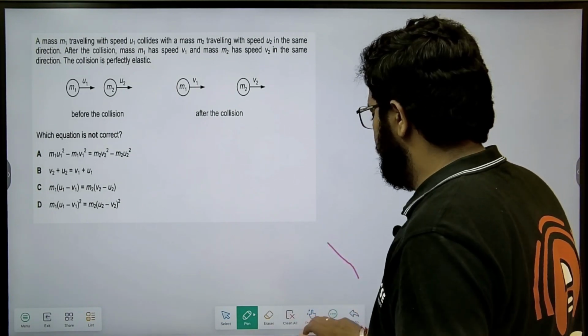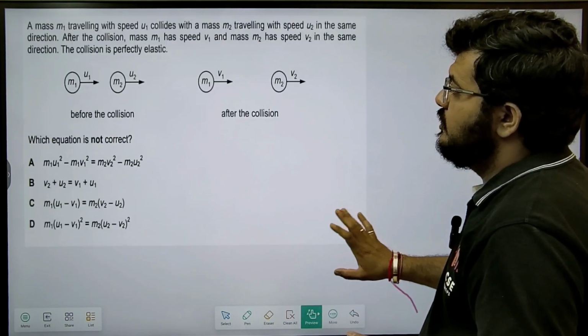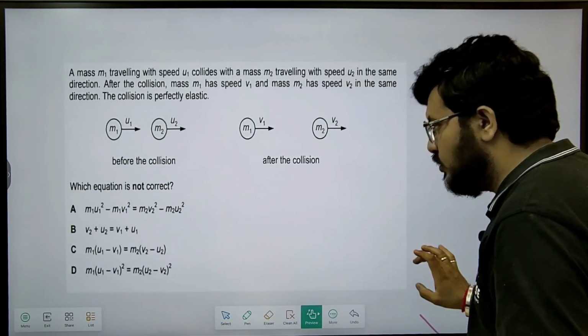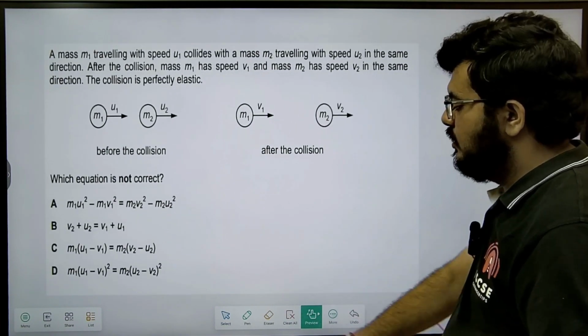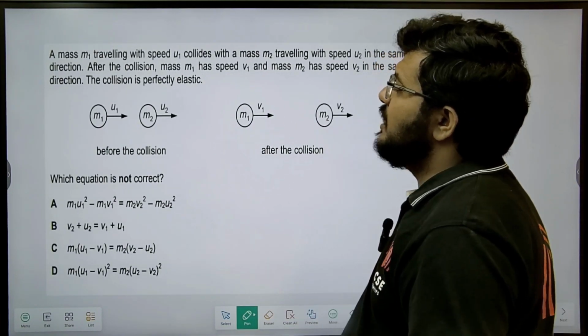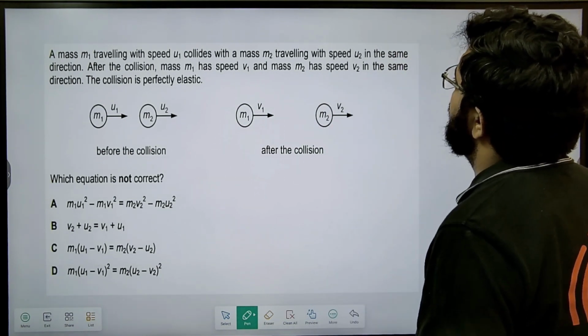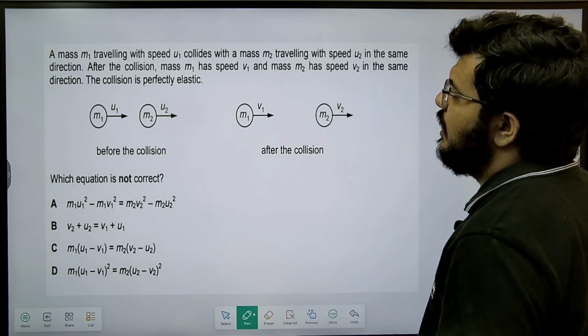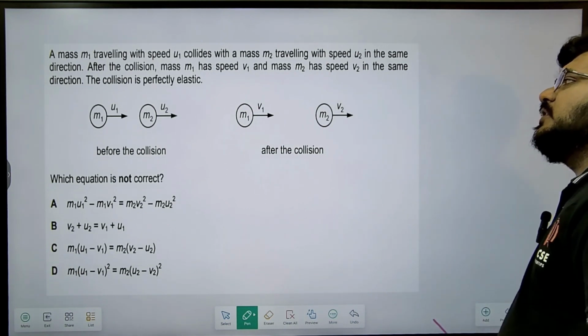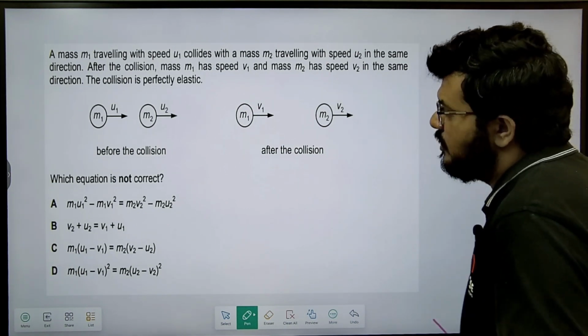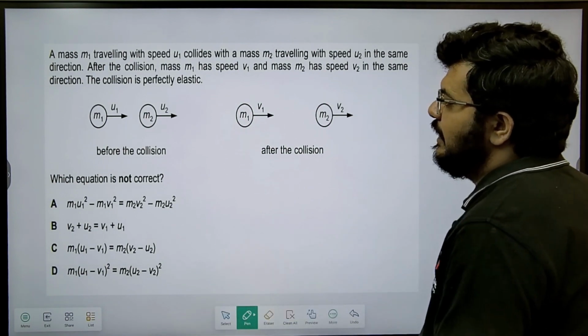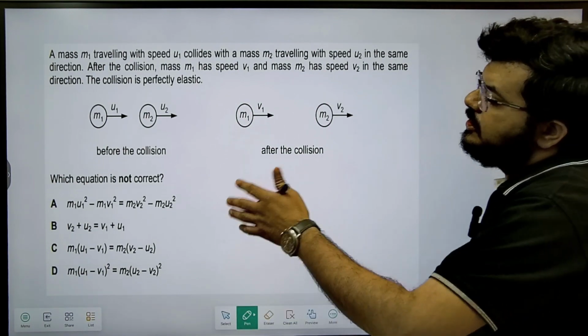Then we have another question. It is again about collisions, again about velocities. Mass m1 traveling with speed u1 collides with mass m2 traveling with speed u2 in the same direction. After the collision, m1 has speed v1, m2 has speed v2 in the same direction. The collision is perfectly elastic. Which equation is not correct?